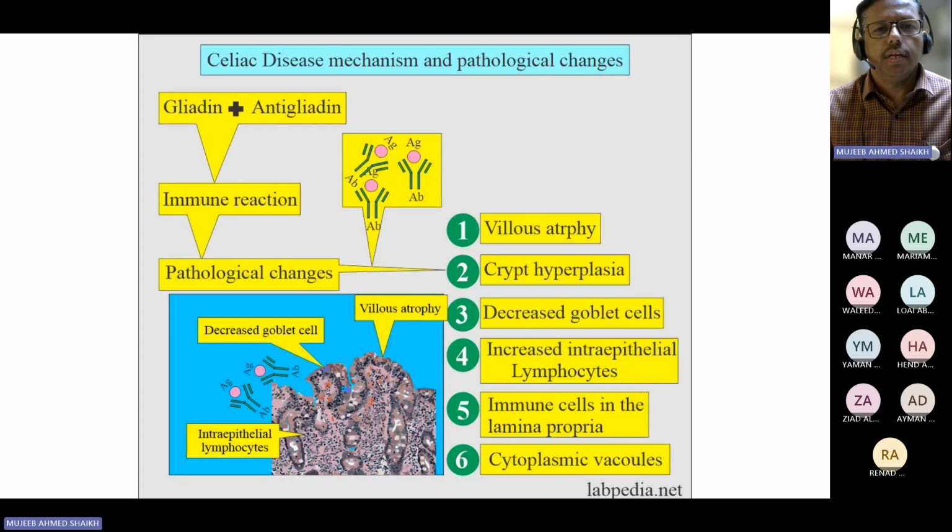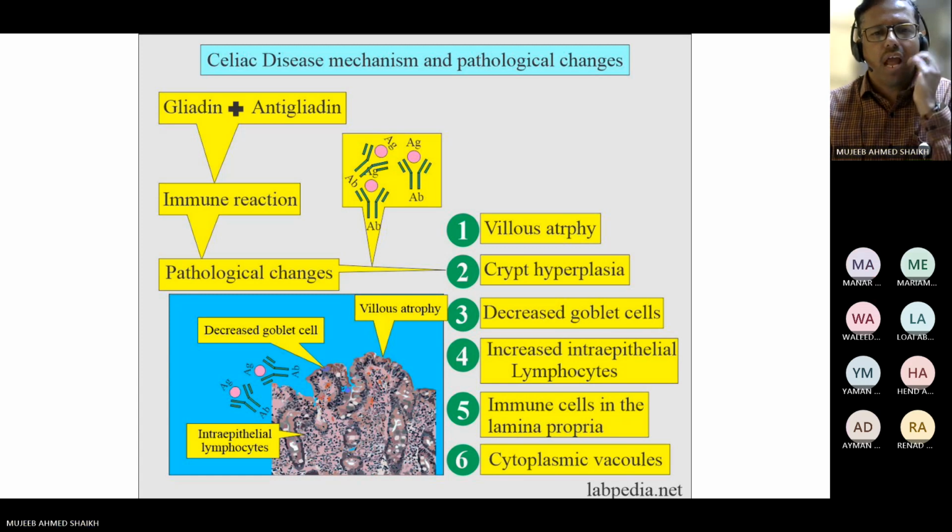Same thing which is shown here. What will happen? Villi will be atrophied. There is crypt hyperplasia. Crypts will become more because more cells will be forming. There are decreased goblet cells, increased intraepithelial lymphocytes and immune cells in the lamina propria, and cytoplasmic vacuoles. This is the histopathology.